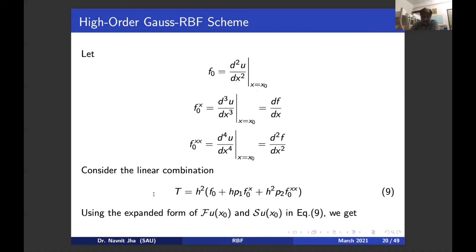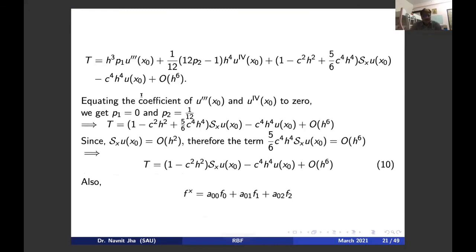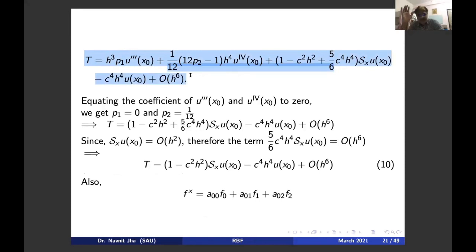Substitute it in this linear combination, T equals h square f0 plus h p1 f naught x plus h square p2 f naught xx. When you substitute, you will get this derived relationship. When you derive it yourself, only then can you see that it comes out to be this.